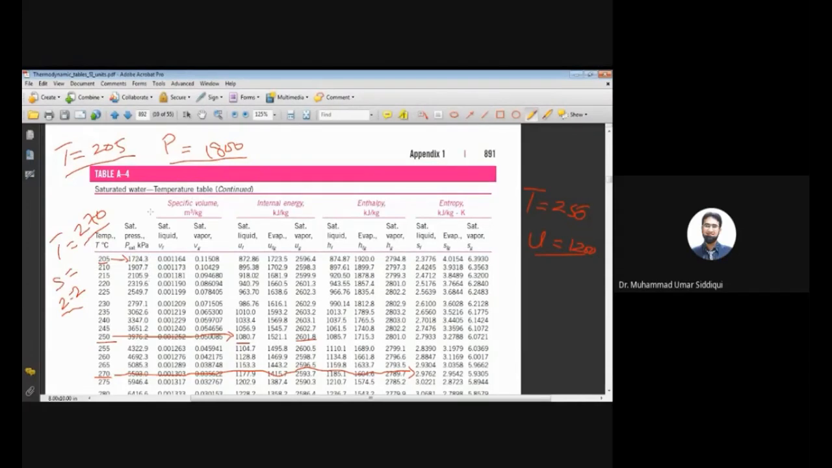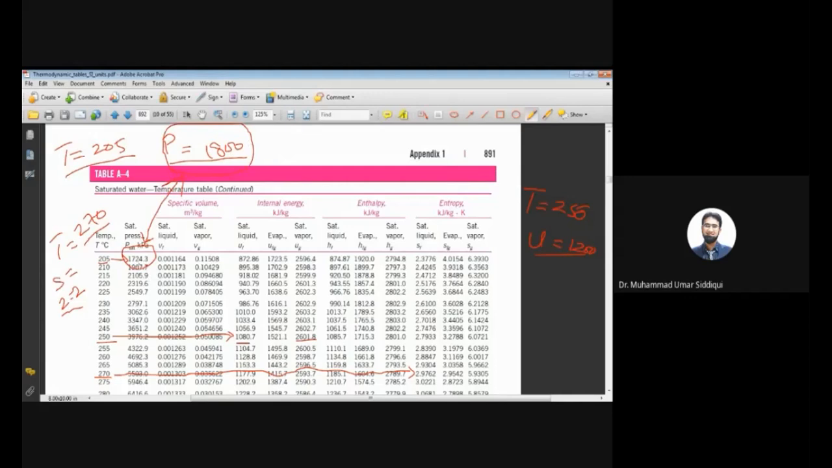This is what I wanted to tell you: for everything else it's okay, but when you are comparing pressure with pressure, the rules will change. Whenever you are comparing pressure with pressure, it will become opposite. So 1800 greater than 1724.3 does not mean superheated. It means compressed liquid. This is only when you are comparing pressure with pressure.